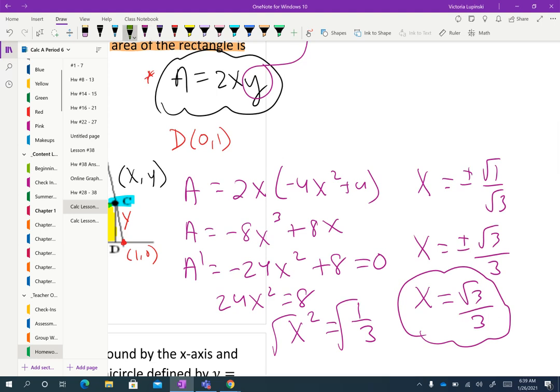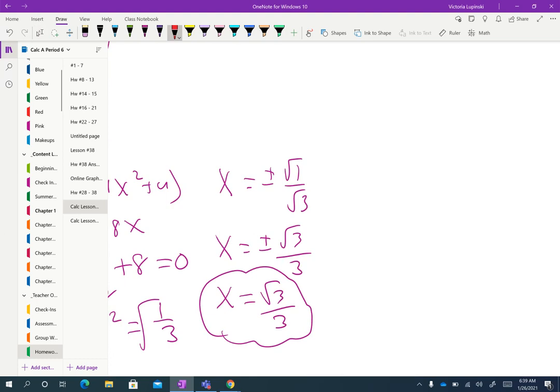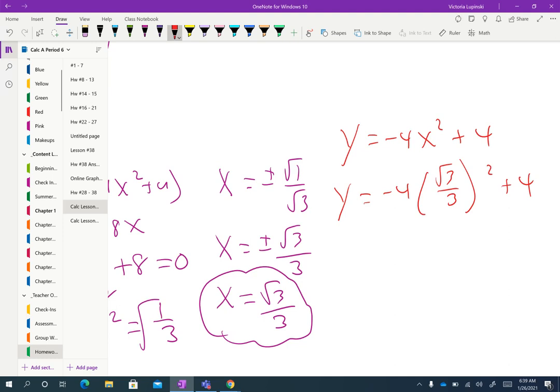So going back to the original problem, remember they wanted us to actually find the coordinate of point C, x comma y. So we have found the x coordinate. Now we have to find the y coordinate. So to find that y coordinate, you're going to take that x and you're going to substitute it back into the y equals negative 4x squared plus 4. So y equals negative 4 times the square root of 3 over 3 squared plus 4.